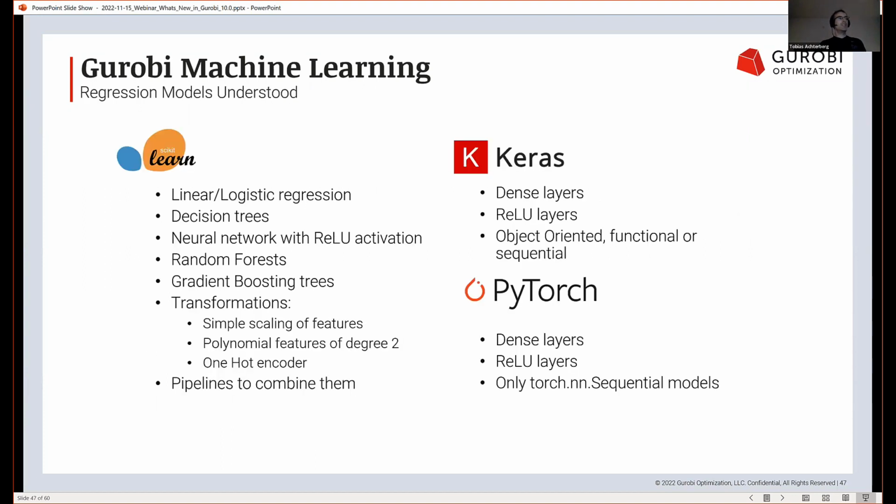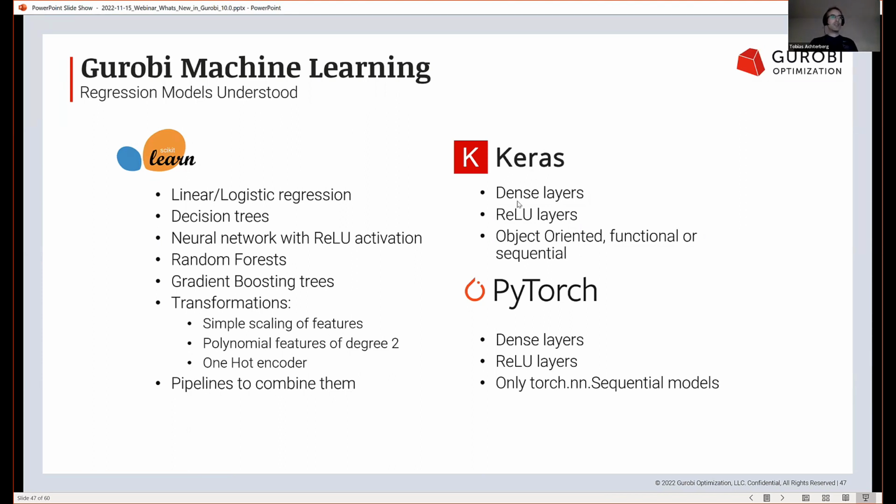So here is the list of regression models that currently Gurobi Machine Learning understands and can automatically translate into mixed integer models. From scikit-learn, we support a large number of different machine learning regression models: linear and logistic regression, decision trees, neural networks with ReLU activation function, random forests, gradient boosted trees, and simple transformations like scaling, polynomial features of degree 2 and the one-hot encoder, and then pipelines to combine them. We will see an example of that in a minute.